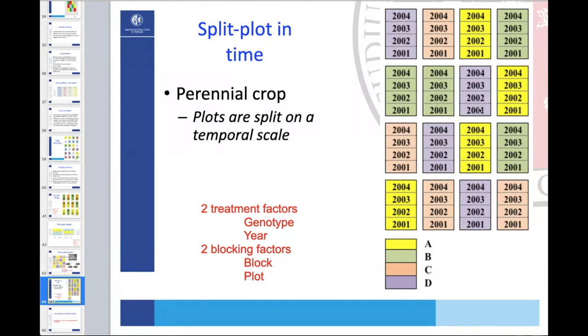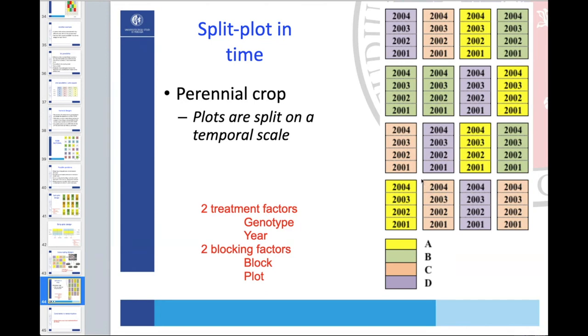However, perhaps this is just a mistake on my side, because I made the wrong coloring, so I will correct it. The way it is now, it is a completely randomized design. But you see, I've written that there is the block here, so there must be a mistake, which I will correct immediately after this lesson. So this is a completely randomized design at the moment.